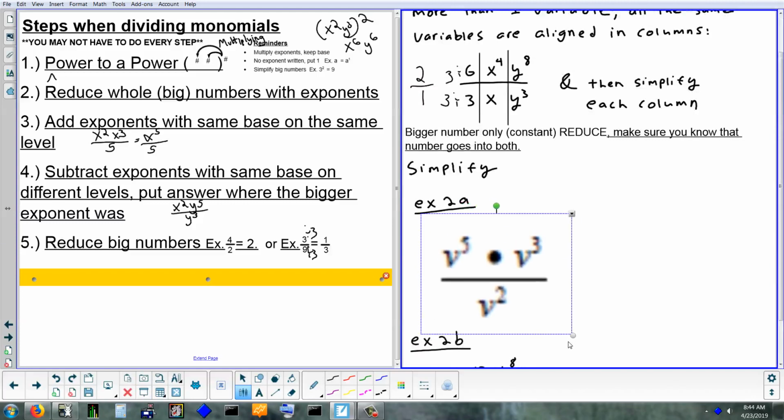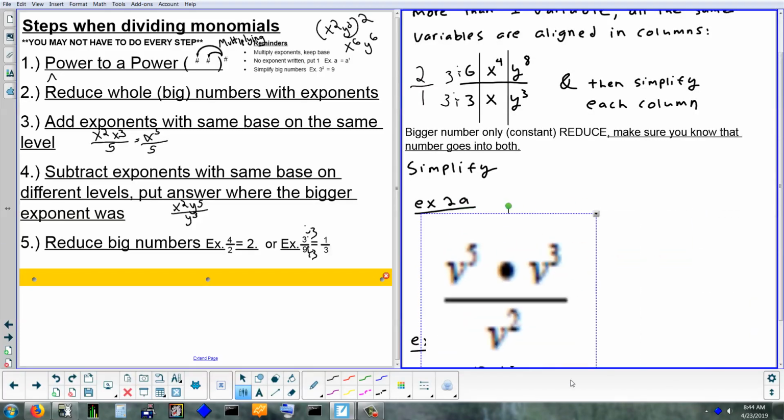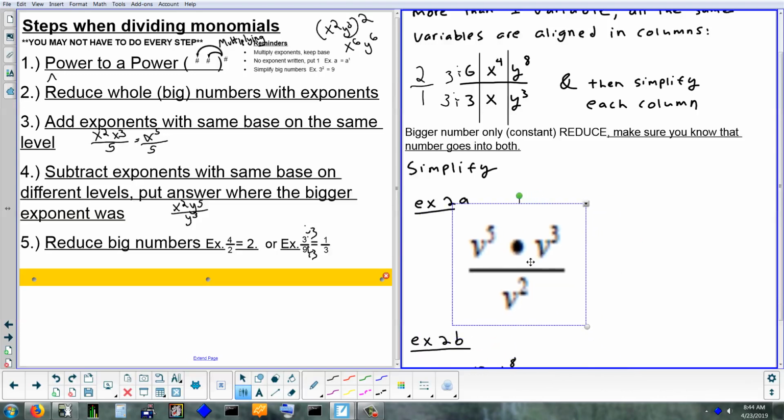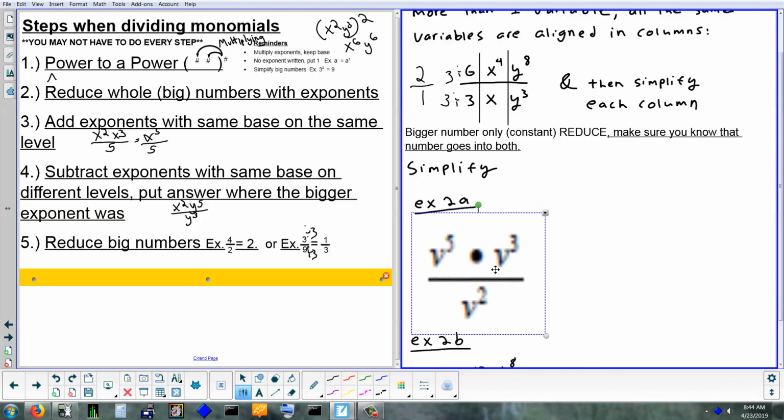All right. For this, do we have power to a power? No, because why? There's no parentheses, right? Cool. Next thing says, reduce whole big numbers with exponents. So like, do I have any whole numbers? Yeah. I do? 5 and 3. Those are exponents. Oh, I thought you were talking about fractions. No. So I don't have any whole big numbers with exponents.